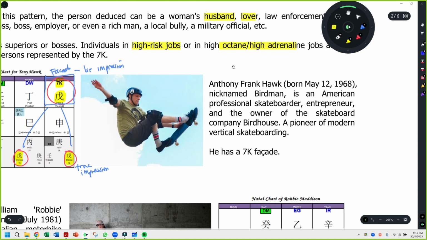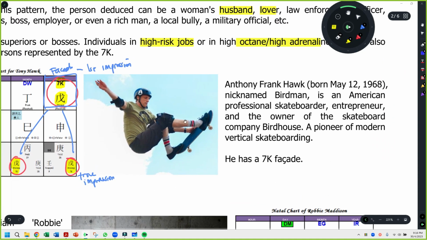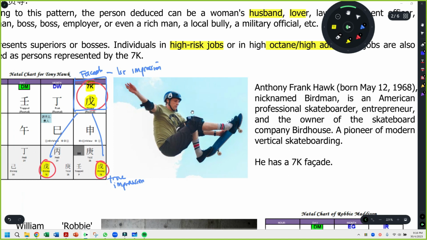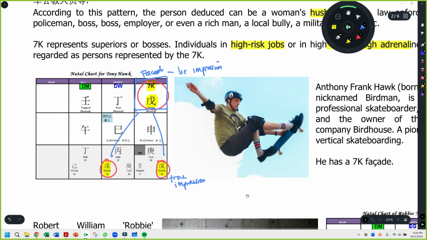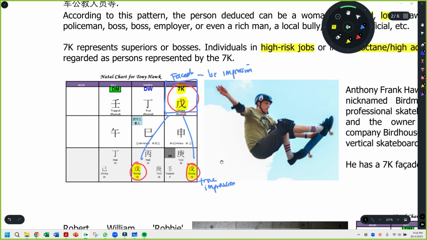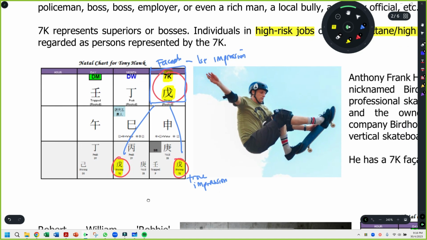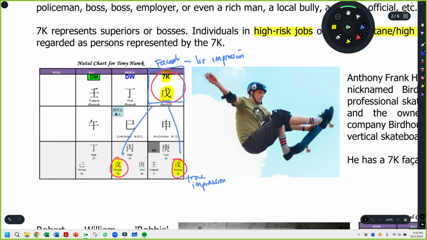Anyway, Tony Hawk is well known for being a professional skateboarder. He's an entrepreneur, owner, and a pioneer of vertical skateboarding. And so this is high risk, high octane, high adrenaline rush. Therefore, Tony Hawk has a 7 Killing facade. That would be his position. Now that's how we look at this chart. And so he has the propensity, the affinity to do things like that, and he can be successful all the same.